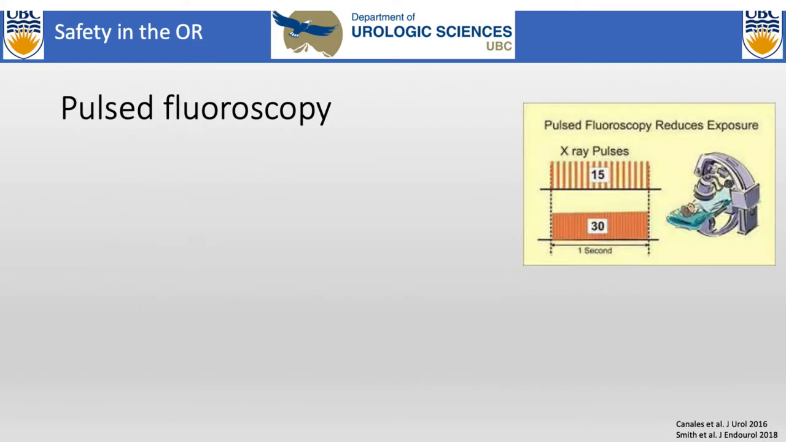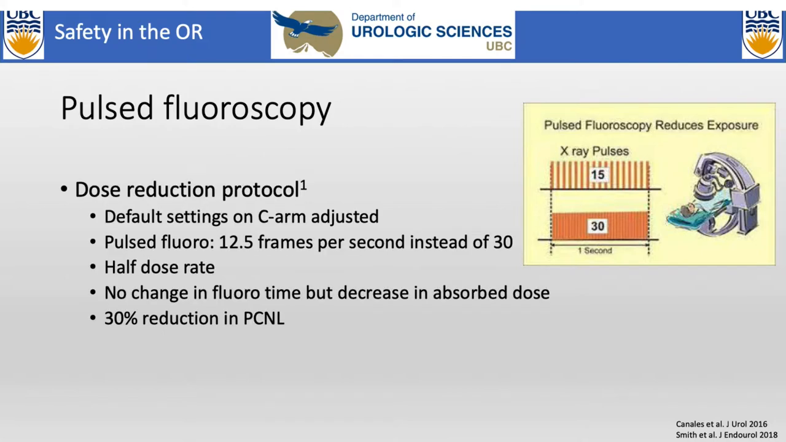Other ways to reduce dose, you can use pulse fluoroscopy. So usually you have 30 pulses per second, or 30 frames per second, in a typical fluoroscopy picture. You can drop that down to 15 to 12, and there are even some reports going down to 4. And obviously, if you have fewer pulses going out, you should have a lower dose.